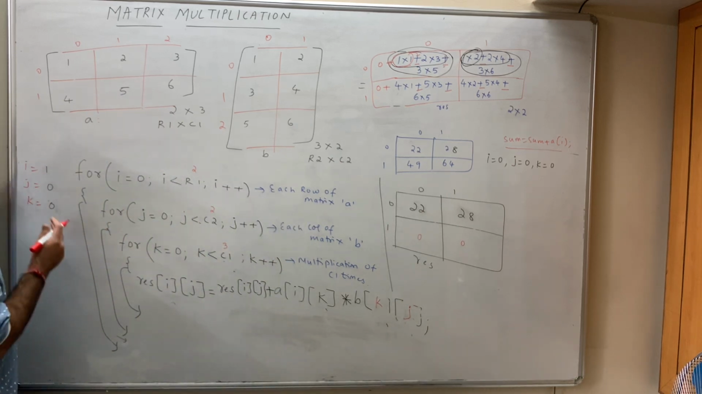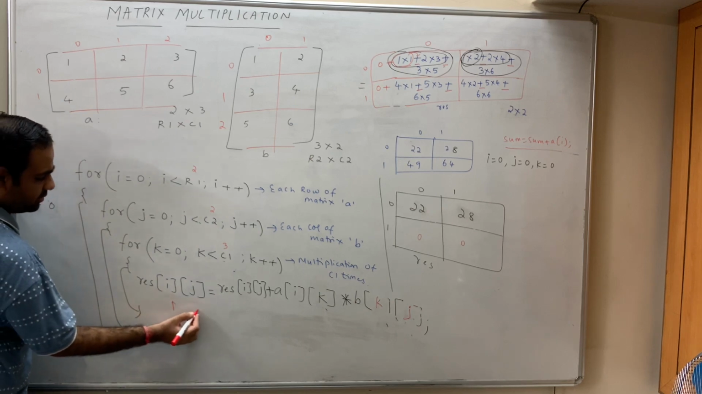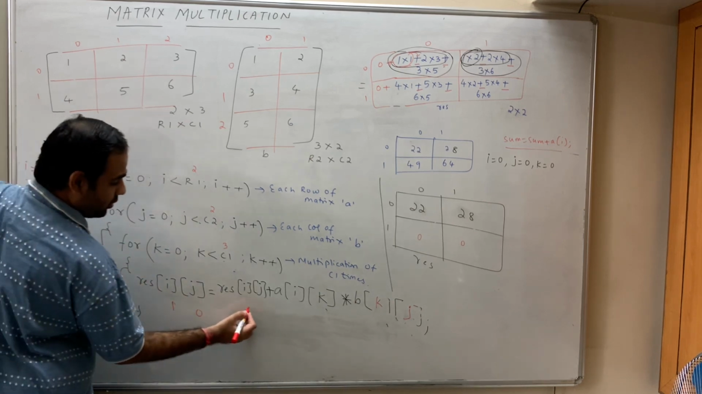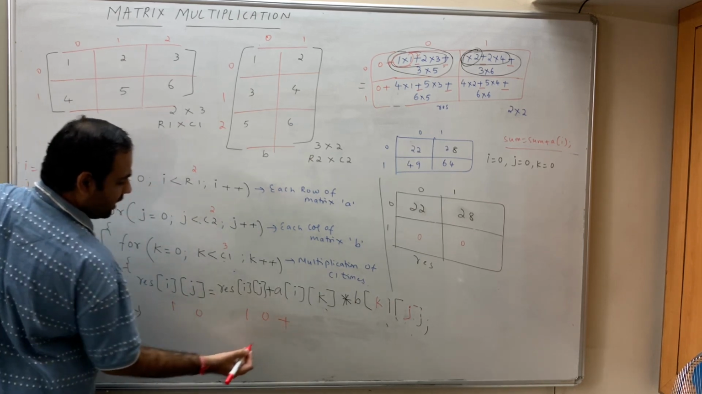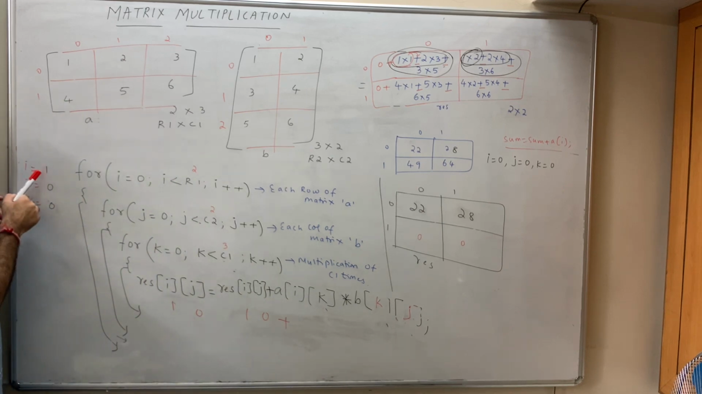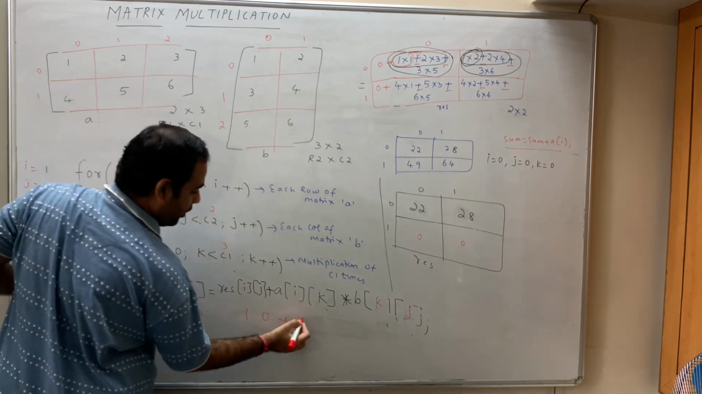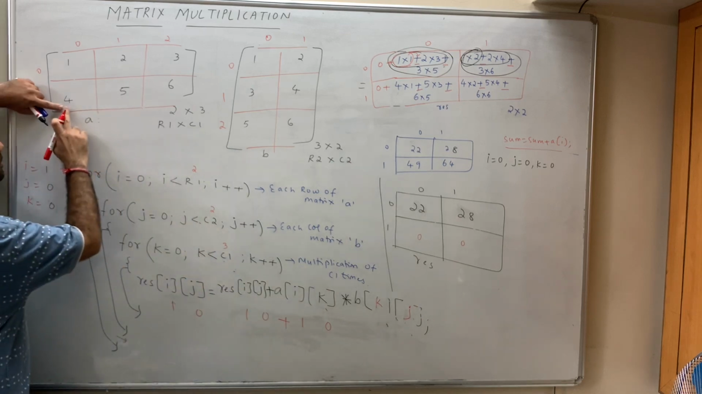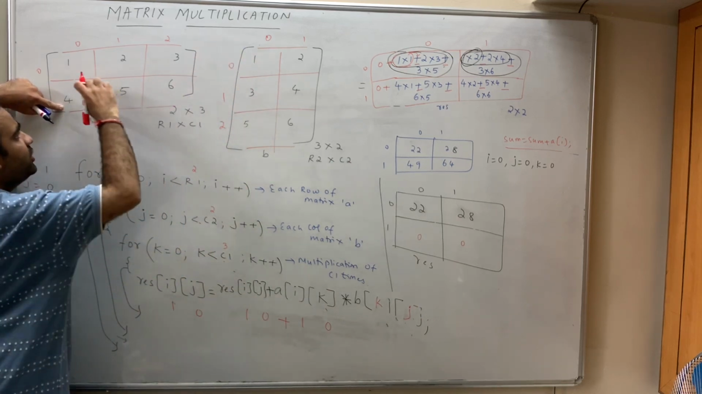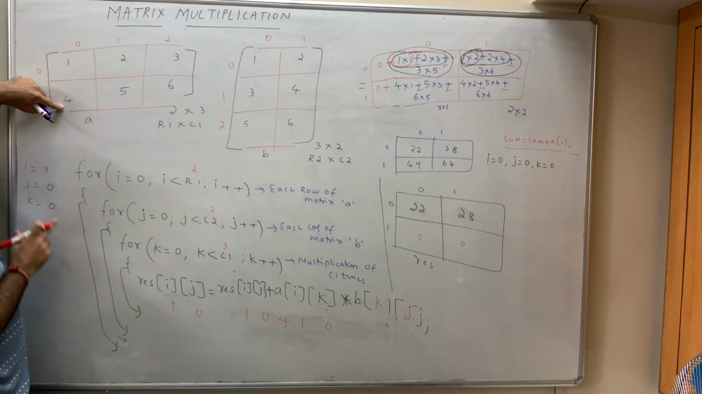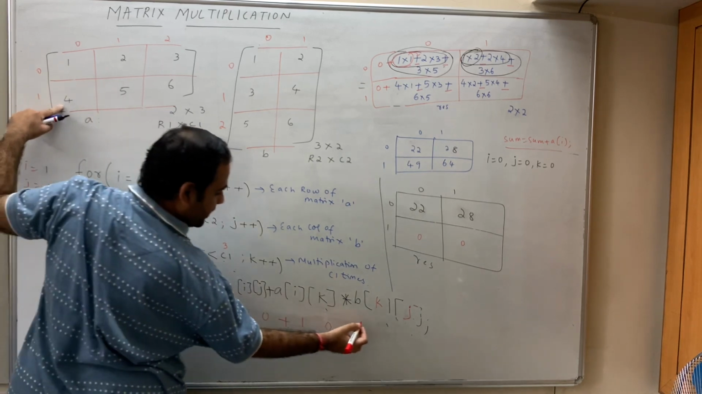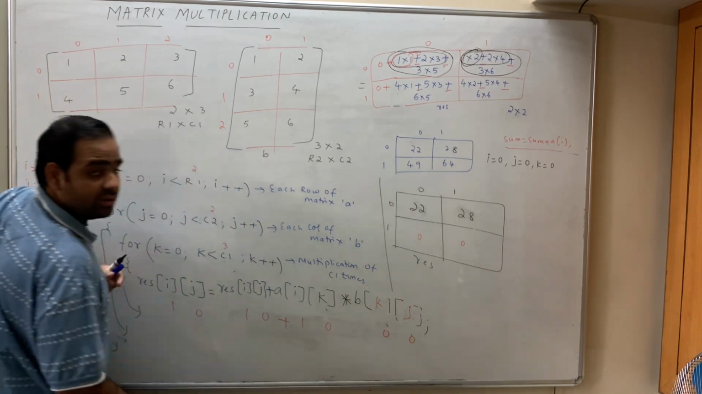Now result of ij. What is I? 1. What is j? 0. It is equal to result of 1, 0 plus a of ik. What is I? 1 and what is k? 0. A of 1, 0. That means you are multiplying this 4 with the first column, this row with the first column. You see kj. What is k? 0 and what is j? It is 0. Is that okay?